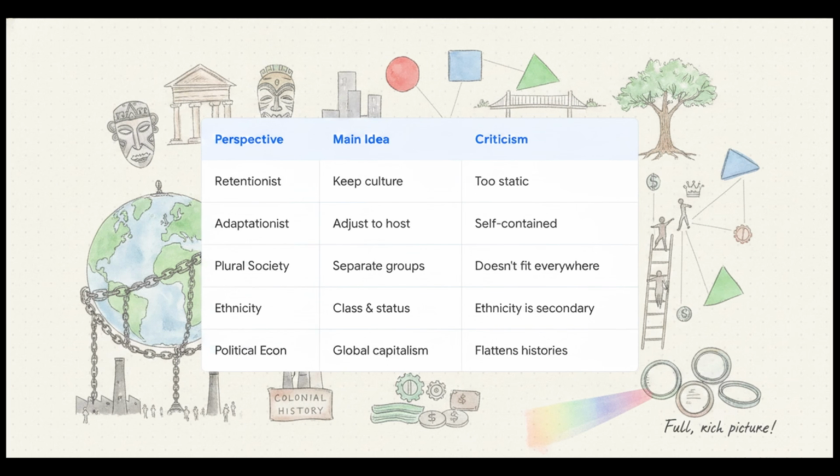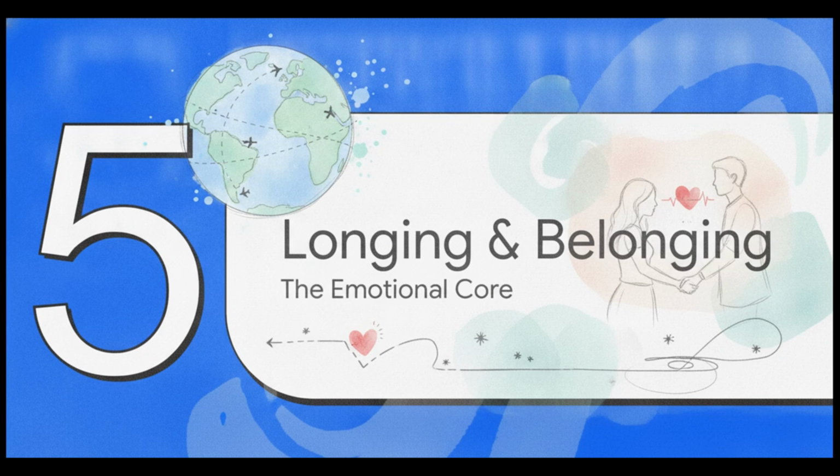That's where plural society and ethnicity lenses come in. They look at the internal friction, how identity actually grows from local struggles over class, status, and power. And finally, the political economy lens zooms way, way out, looking at the diaspora through the massive structural inequalities of global capitalism and colonialism. Look, no single framework gives you 20/20 vision, but each one highlights a totally vital piece of the puzzle.